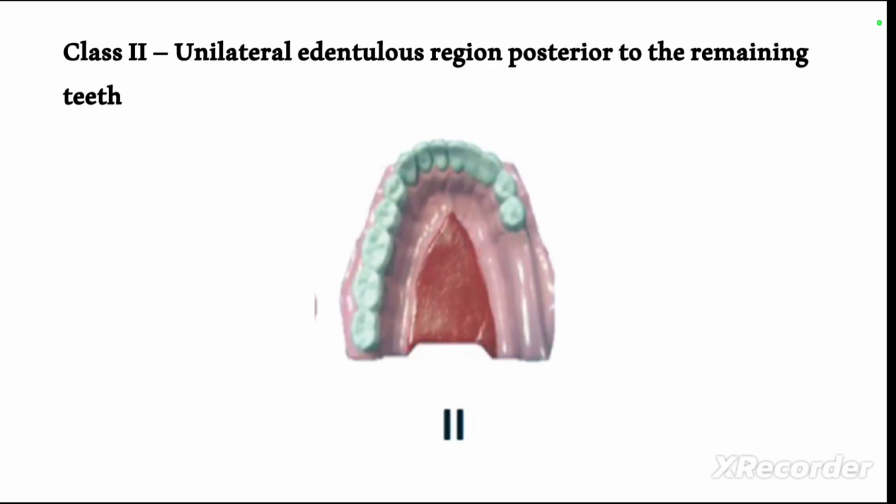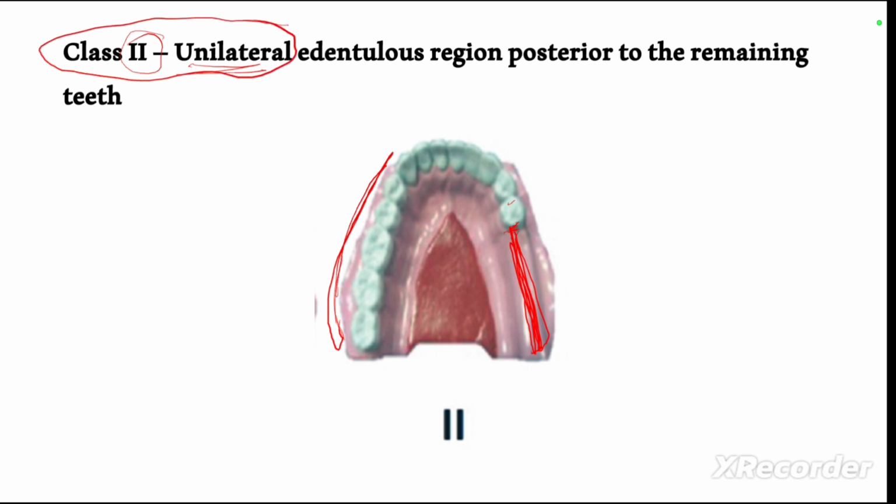Now coming to class 2, it is the same as class 1, but there is only a unilateral edentulous space posterior to the remaining teeth. So you can see in this area, in the posterior region, teeth are missing only in a unilateral area. Unilateral is class 2. So here the premolar is there, and after that a unilateral edentulous area. So you should remember this: class 2 is a unilateral edentulous region.